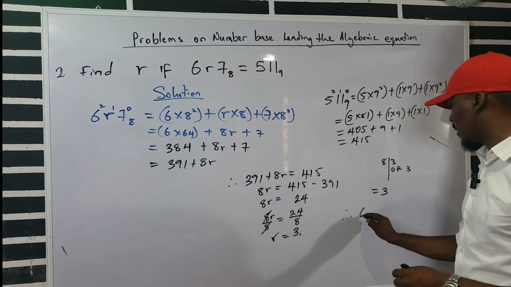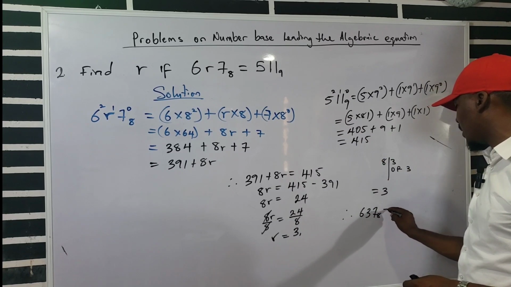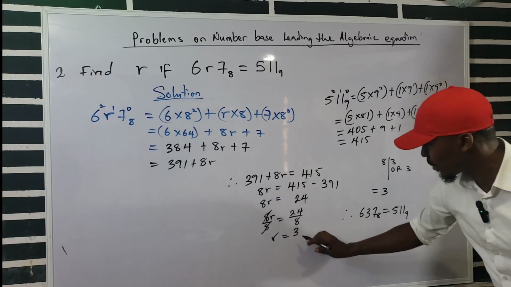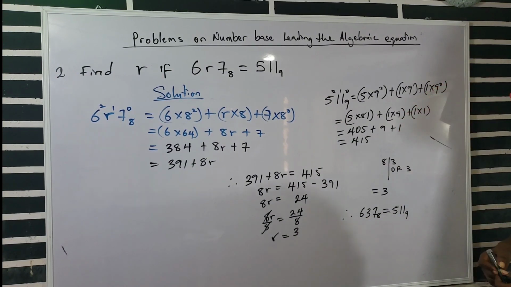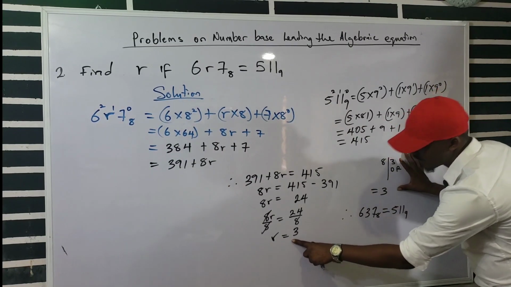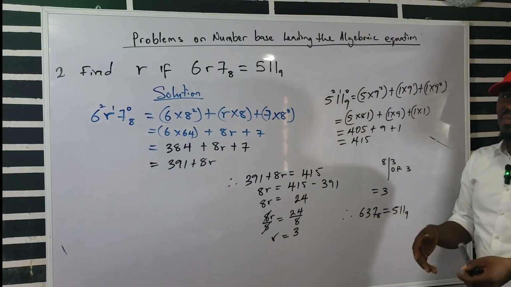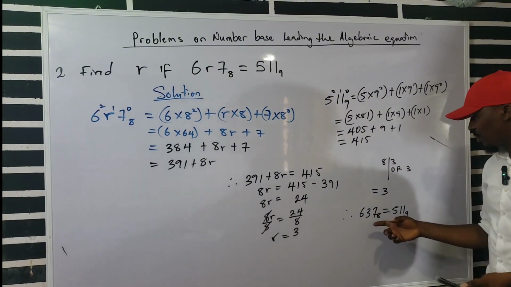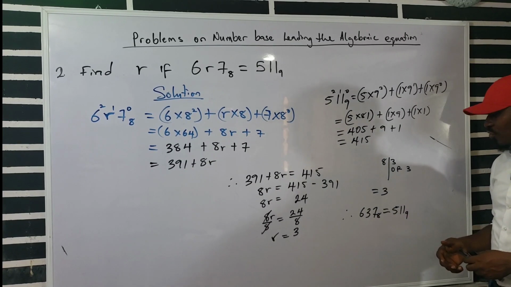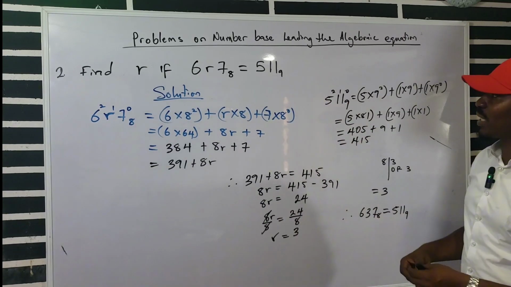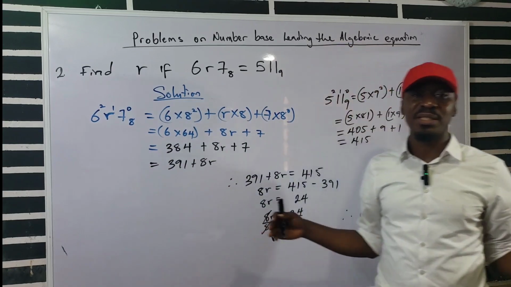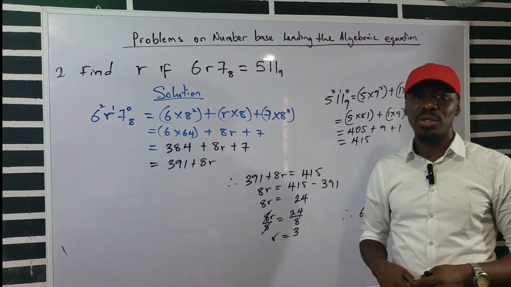Therefore, the number is 3637 base 8, which equals 511 base 9. So this is how to solve that problem. Why I did this here is to show that r is also 3 in base 8. So r is 3 in base 10 and is also 3 in base 8. So these two numbers, you can convert and confirm your answer, whether they are actually equal. So that's how to solve a problem like this. Just convert to base 10, make sure that they are on the same base, you equate and solve for the unknown.